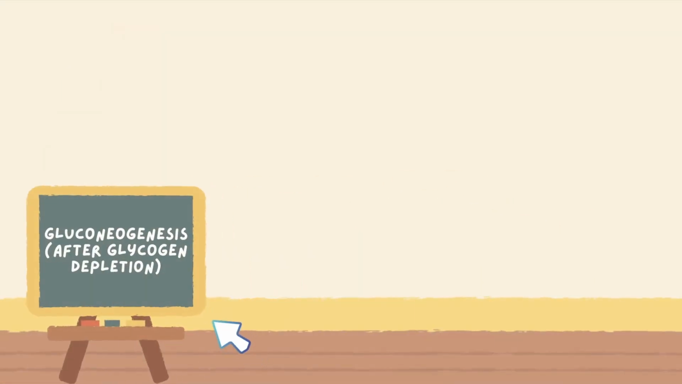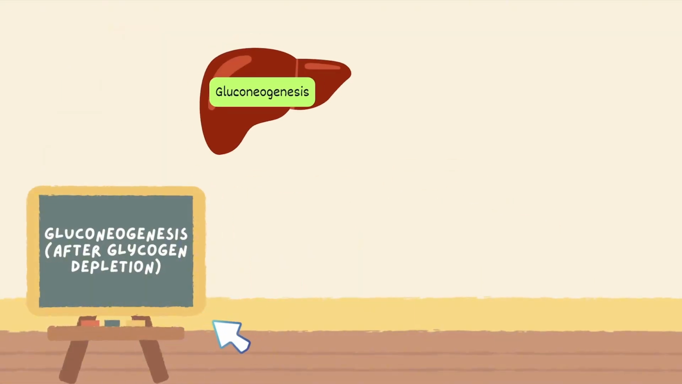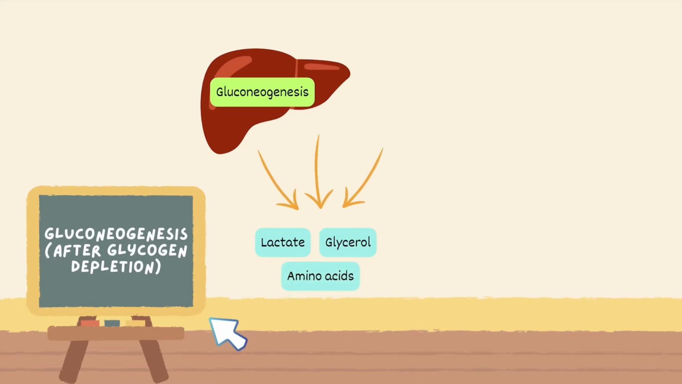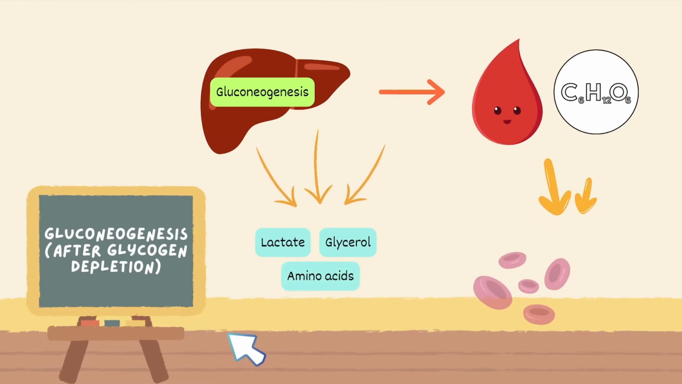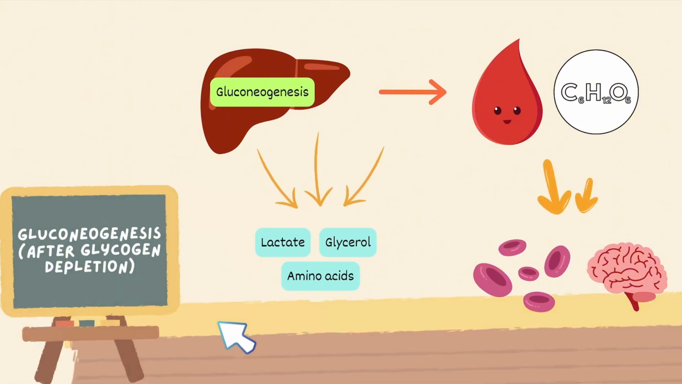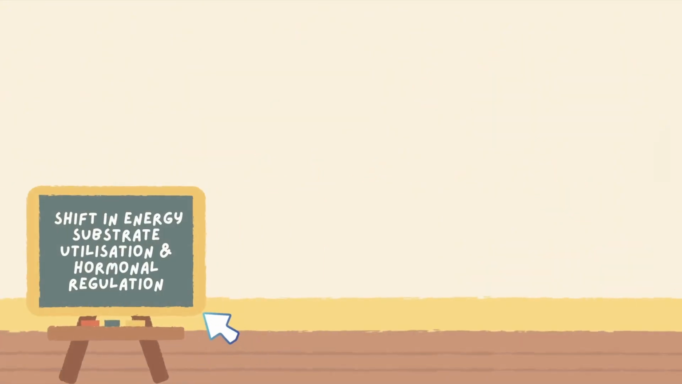Once glycogen stores are depleted, the body relies on gluconeogenesis to maintain blood glucose levels. Glucose is synthesized primarily in the liver from non-carbohydrate precursors such as lactate, glycerol, and amino acids. This process ensures a continuous supply of glucose for critical tissues like the brain and red blood cells, which still require glucose. As starvation progresses, the body reduces glucose utilization in most tissues to preserve it for glucose-dependent organs.